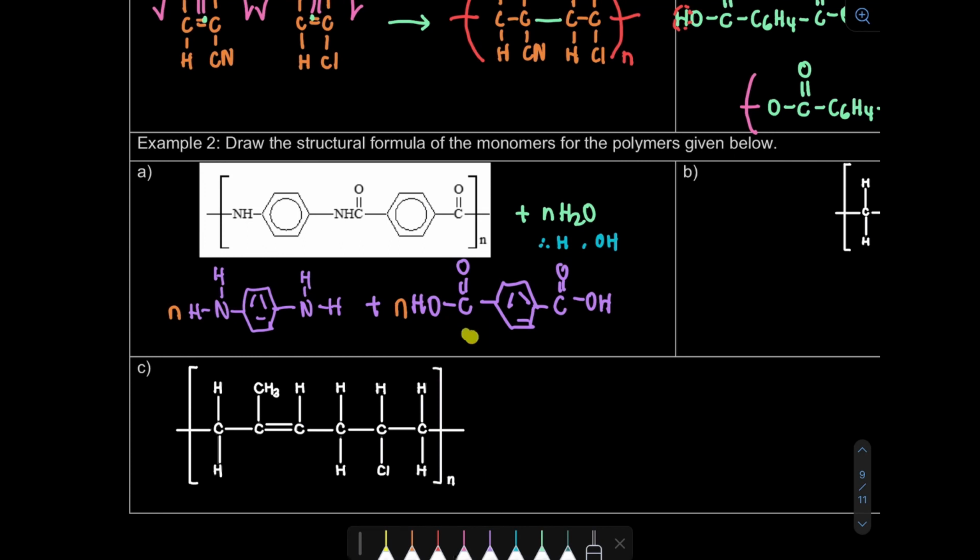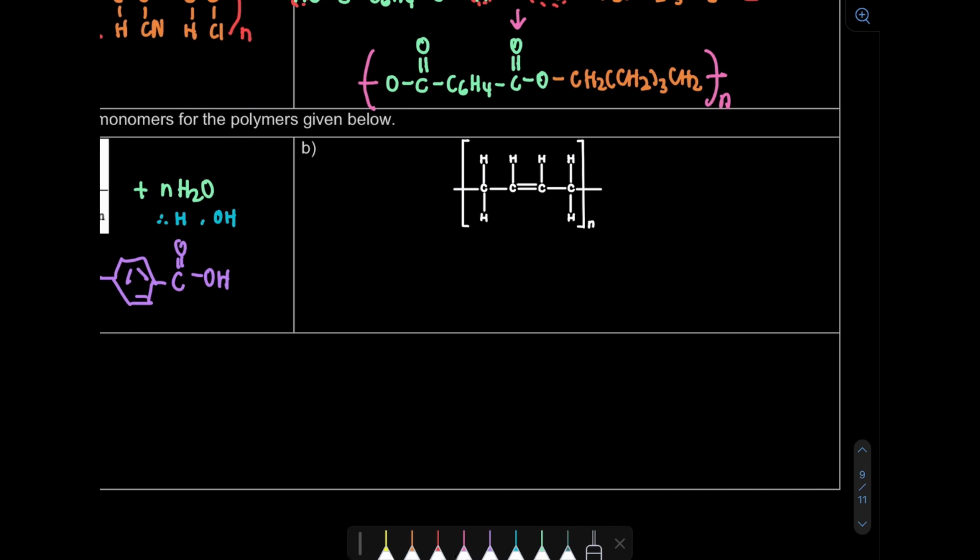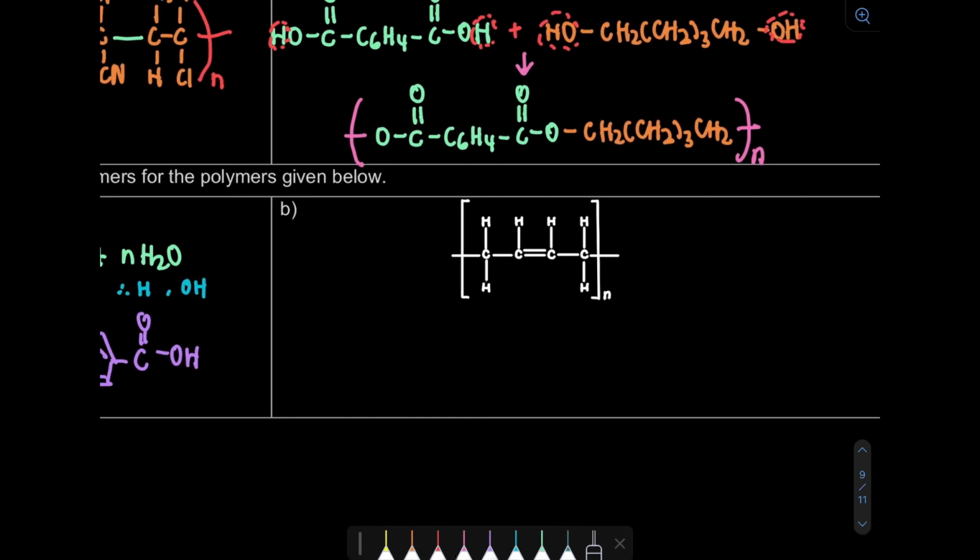Okay, so this is how we know. Actually it's easy, we look at the structure itself. For example, the NH, we easily know it's originally from NH2. The C double bond O can be OH, it can also be Cl, but the most famous is OH. So that's for example A. So now let's look at example B. Example B is actually an example of addition polymerization.